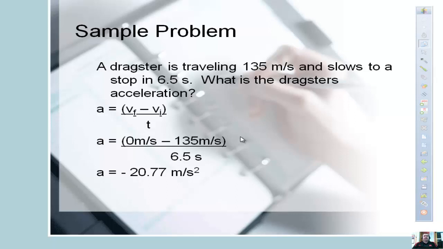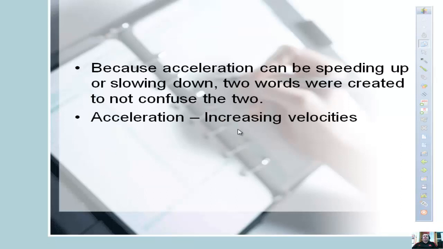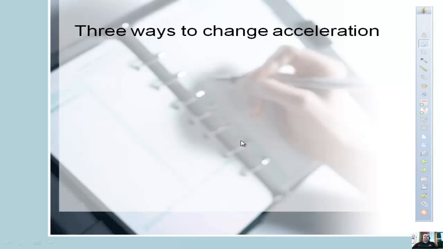It's important that I get that negative, and the reason why it's important is because the car is slowing down. Because acceleration can be speeding up or slowing down, two words were created to not confuse the two. Acceleration, which we're often familiar with as meaning increasing speed or increasing velocity, and the other one is deceleration. Deceleration just means decreasing your speed. But because this is science, I am only going to use the word acceleration. I'm going to use acceleration to mean increasing or decreasing.